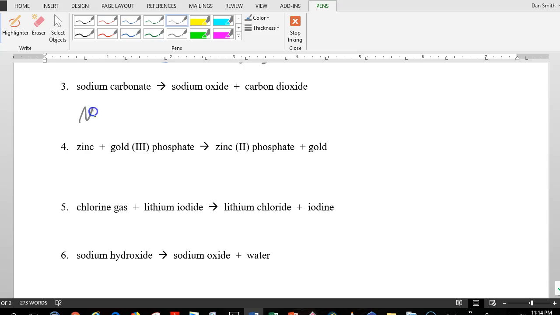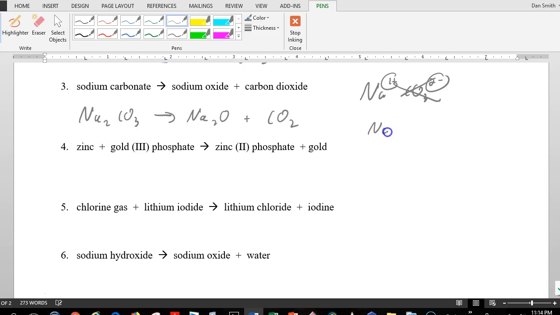Sodium carbonate, Na2CO3 yields sodium oxide plus carbon dioxide. Again, this comes from crisscrossing. There's my sodium 1 plus. There's my carbonate 2 minus. And when you crisscross that, you get the sodium carbonate here. Same thing for sodium oxide, Na 1 plus, oxygen 2 minus, and then crisscross that. That 2 minus pops up here. Again, you don't write 2's and don't write 1's.